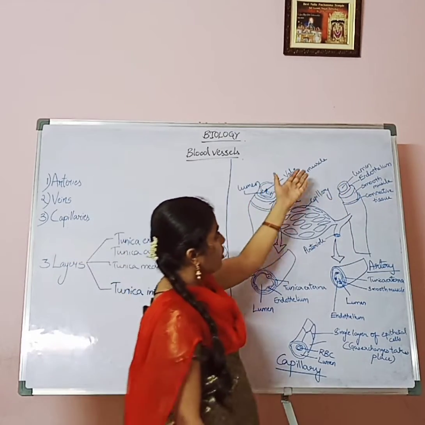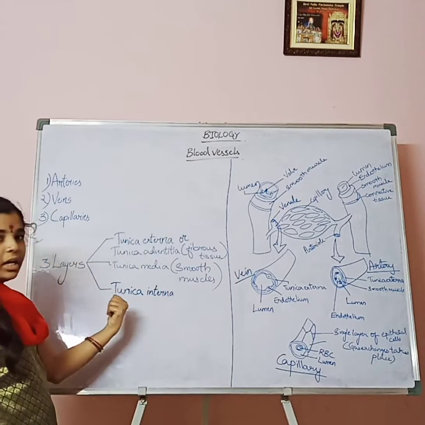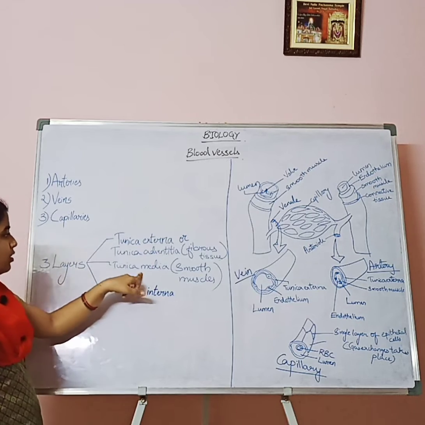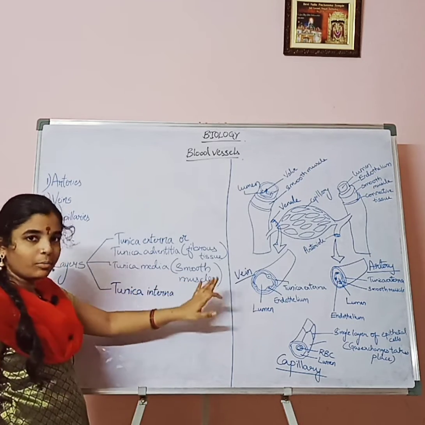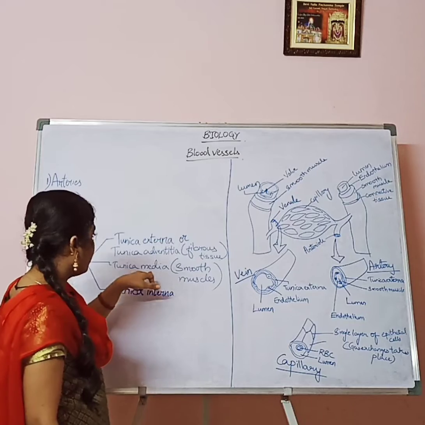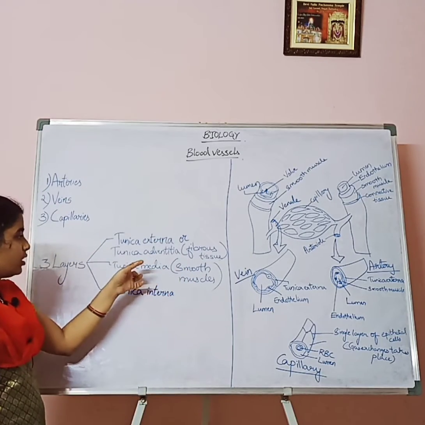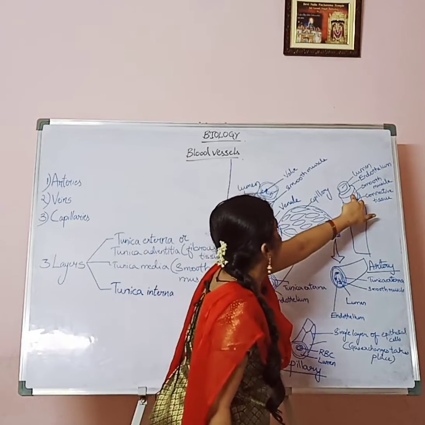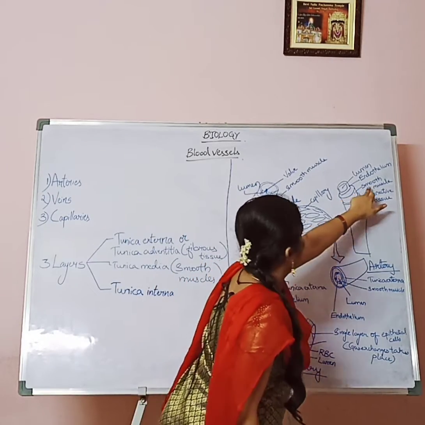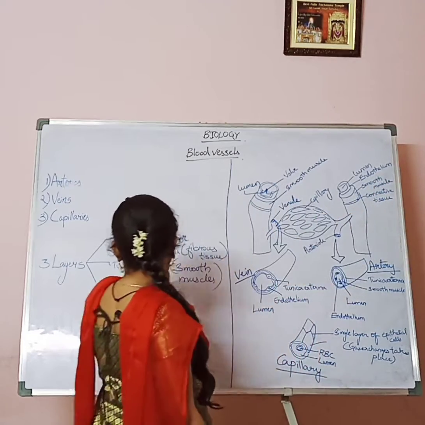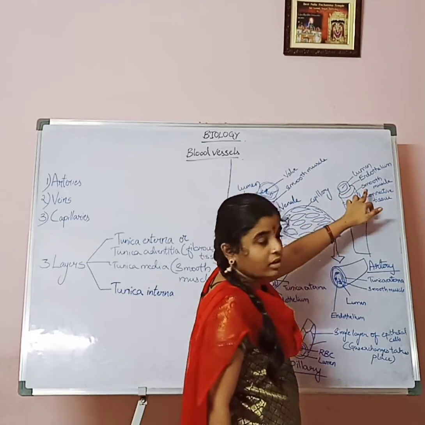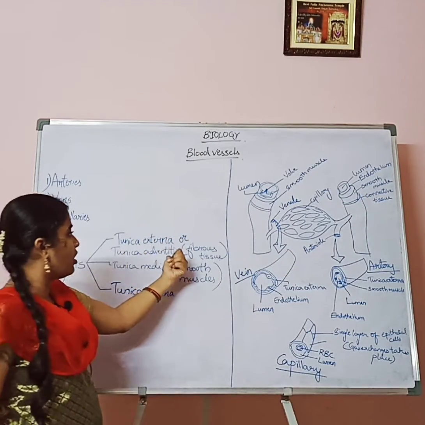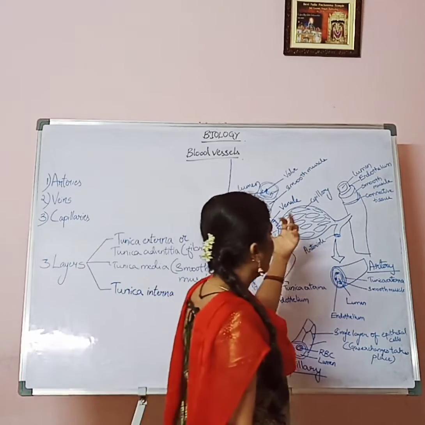Next to this, the endothelium is covered by the tunica interna. Next to the tunica interna is the tunica media. Tunica media consists of smooth muscles and elastic fibers. In arteries, this tunica media is very thick; it is the thickest layer in the arteries. Next to the tunica media, the external layer is tunica externa, also known as tunica adventitia. It consists of fibrous tissues.